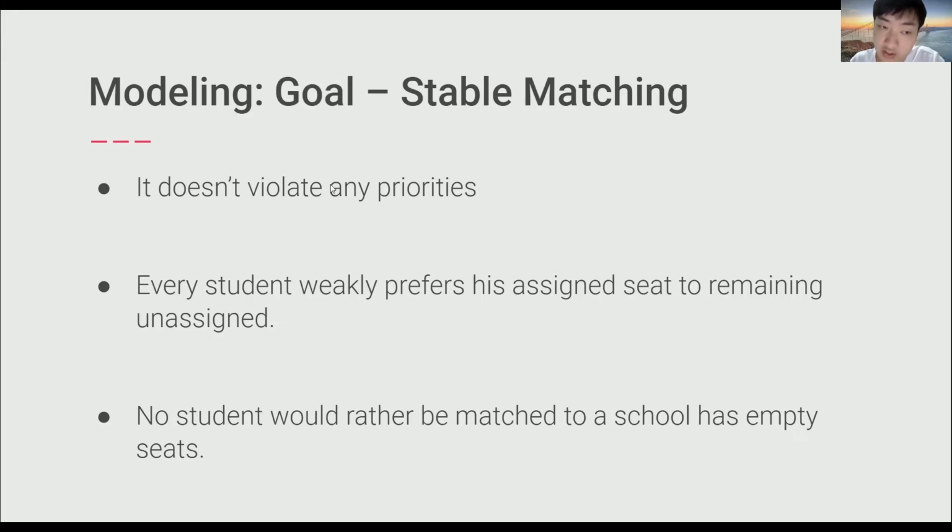It must meet three conditions. Firstly, it doesn't violate any priorities. It's a strong condition. We may need to execute the deferred acceptance algorithm many times. The second condition: every student weakly prefers his assigned seat to remaining unassigned. It's an obvious condition. As for the third, no student would rather be matched to a school that has empty seats. We can assume a dummy student T assigned to school X1, while school X1 is what I prefer to my assigned school. So T violates my priorities. So condition 3 is equal to condition 1.